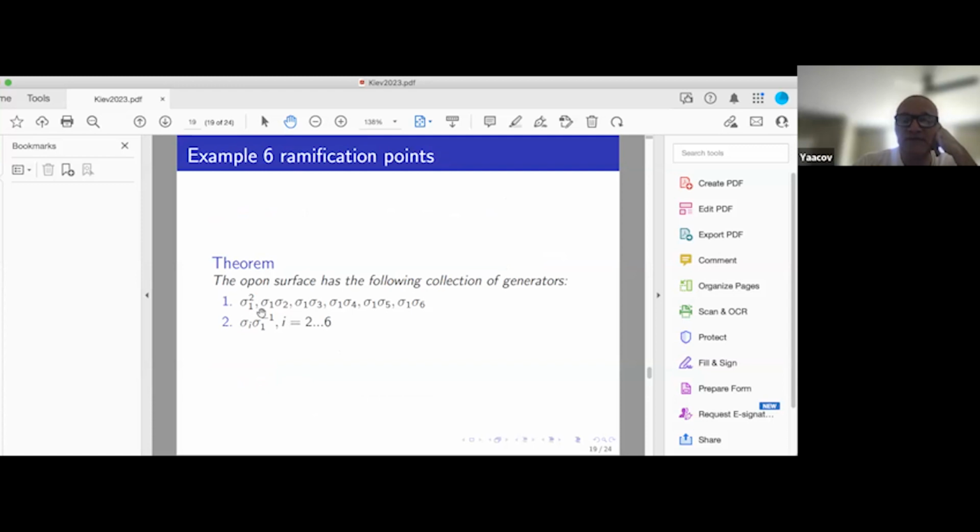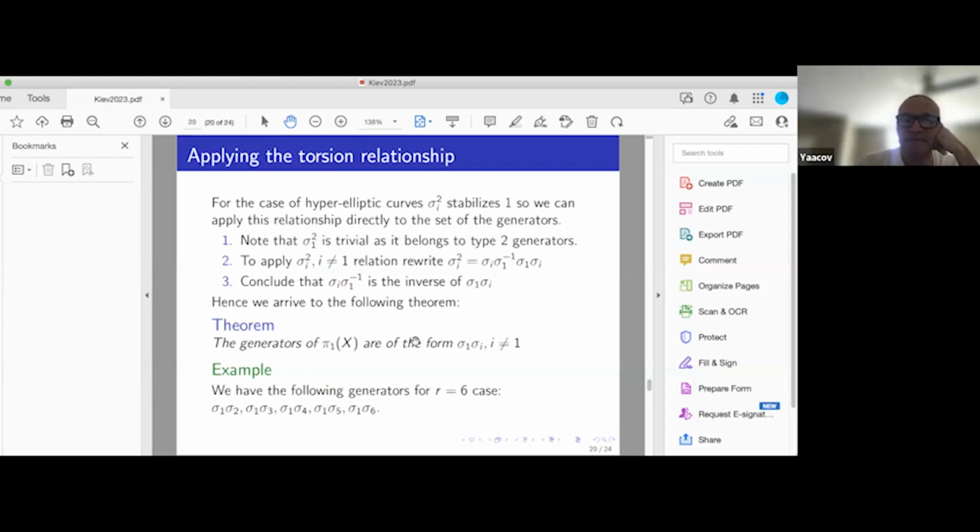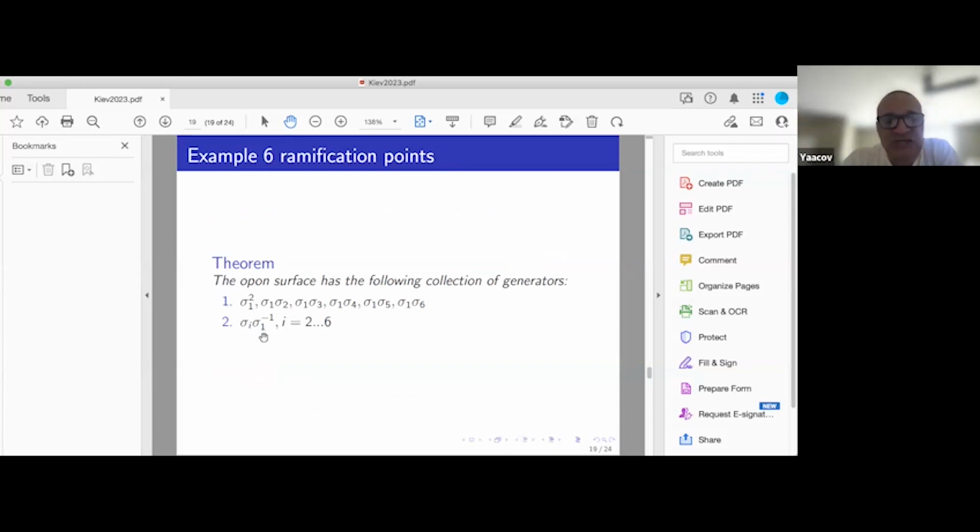And what we're left with in the case of 6 ramification points is sigma 1 sigma 2, sigma 1 sigma 3, sigma 1 sigma 4, sigma 1 sigma 5, and sigma 1 sigma 6. Very simple, completely straightforward. If I don't have this relation, I cannot say that this generator is inverse to this generator, because I get something like sigma I sigma 2. I'm not getting the inverse. So the fact that sigma I square is 1 is actually very crucial.